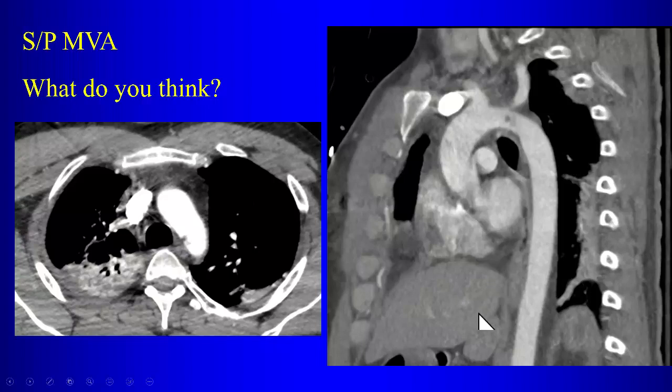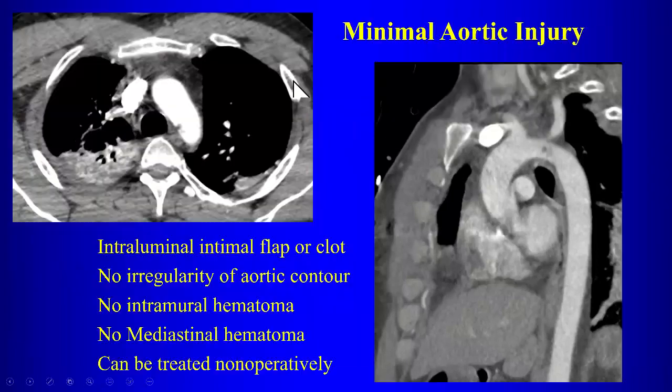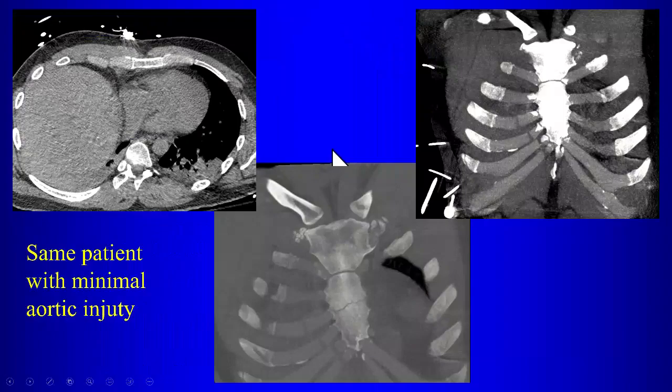And what is the significance of this in terms of treatment? Yeah, it can get follow-up. This can be treated conservatively, does not require intervention. You get follow-up to make sure that it is not progressing. So that's minimal aortic injury. So we have an intimal flap, or sometimes even a clot, no irregularity of the aortic contour, no intramural hematoma, no mediastinal hematoma. That can be treated non-operatively. We just get follow-up studies to show that it is not progressing. So that is minimal aortic injury.